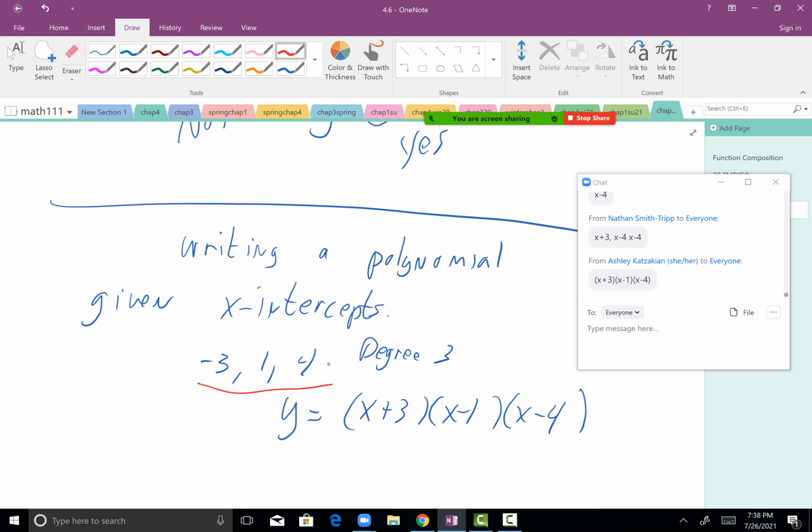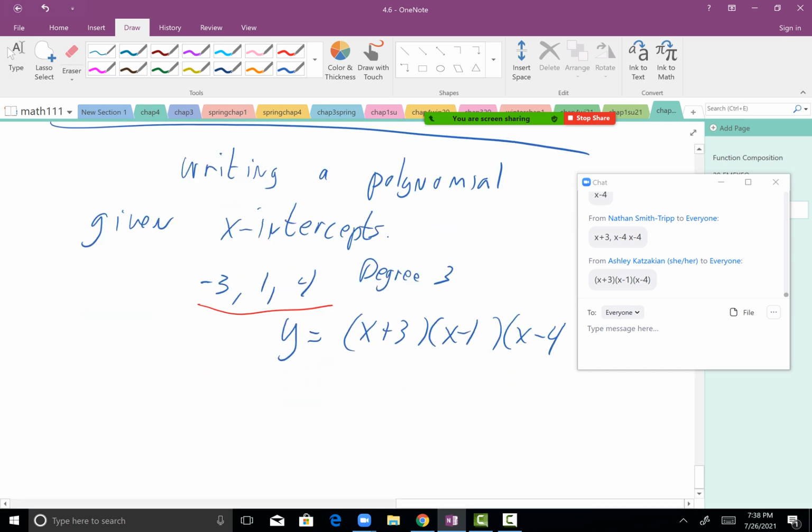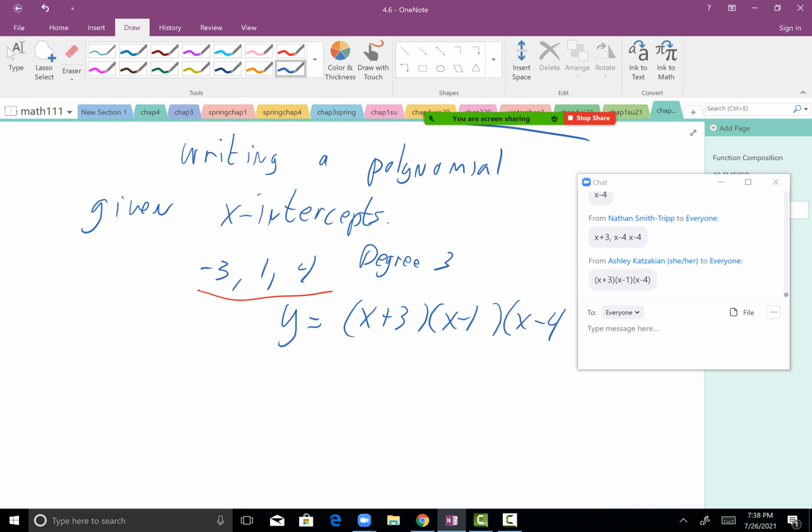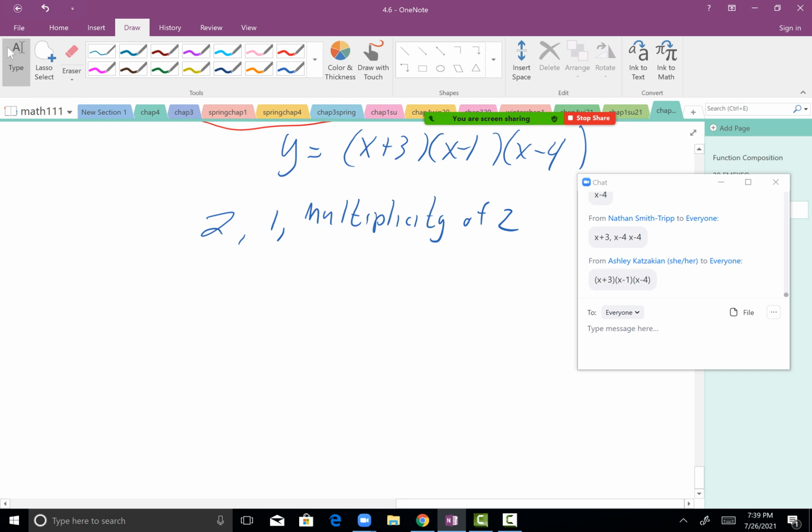All right. So that's how you write them. They might ask you to write a polynomial and the x-intercepts are 2 and 1, and it says this one is a multiplicity of 2. Oh, by the way, and the degree is 3. I got to tell you that. So here's my sets of parentheses. What's going to go in here?